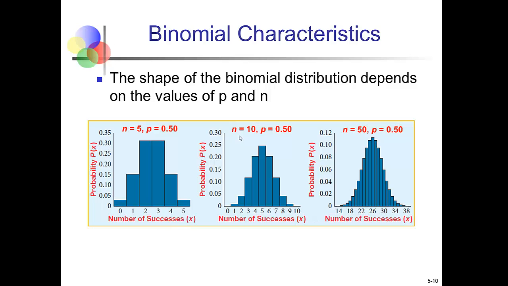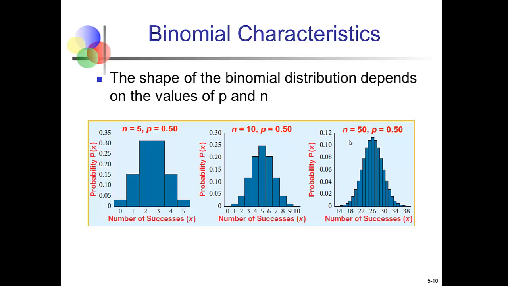As we move across the slide here, the number of trials goes up, but the probability is held constant. So if n equals 10 trials, and we expect about half of them to be successes, we would expect the center of the distribution to be at 5, and we'd expect to be able to have 0 to 10 possible successes in our 10 trials. Notice the probability of being at 0 and 10 is much smaller here than it is down here at 0 and 5, because we're spreading this over a greater number of successes.